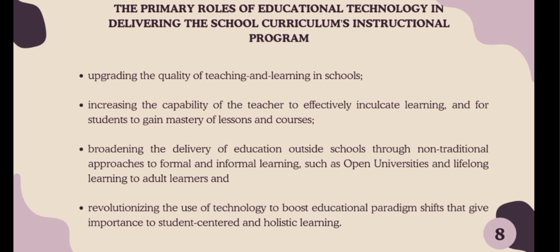So next, broadening the delivery of education outside schools through non-traditional approaches to formal and informal learning, such as open universities and lifelong learning to adult learners. So it means that technology enables learners opportunities beyond traditional schools, such as through online learning or lifelong education, and revolutionizing the use of technology to boost educational paradigm shift that give importance to student learning and holistic learning. So it means that it fosters student-centered learning and supports holistic education methods.